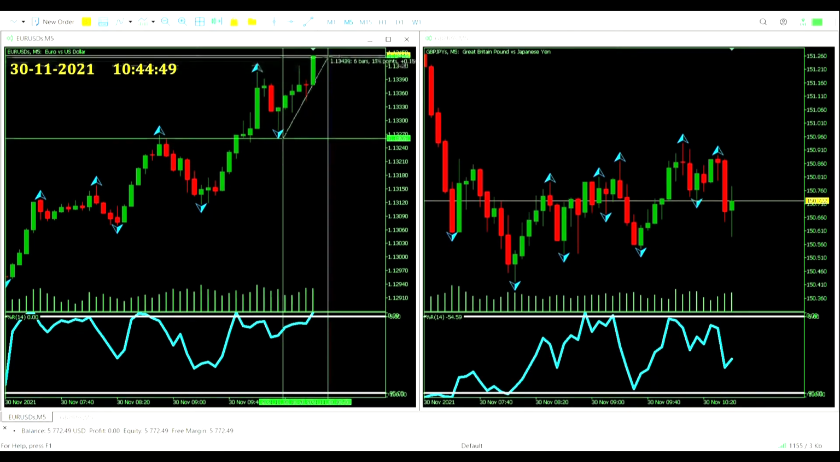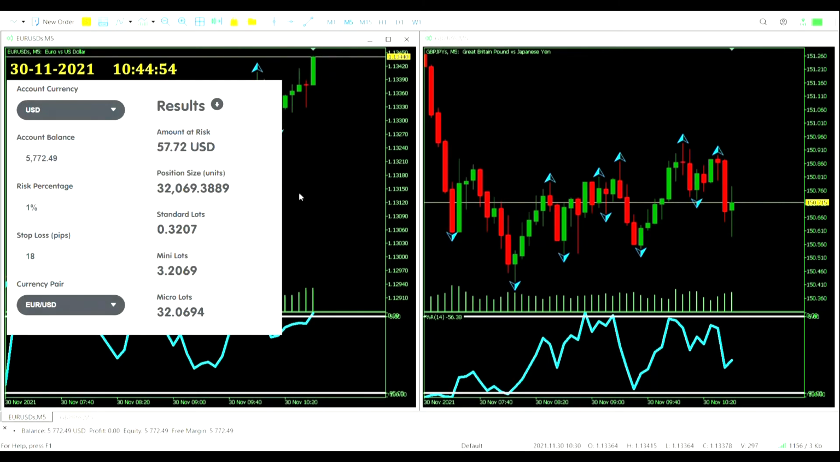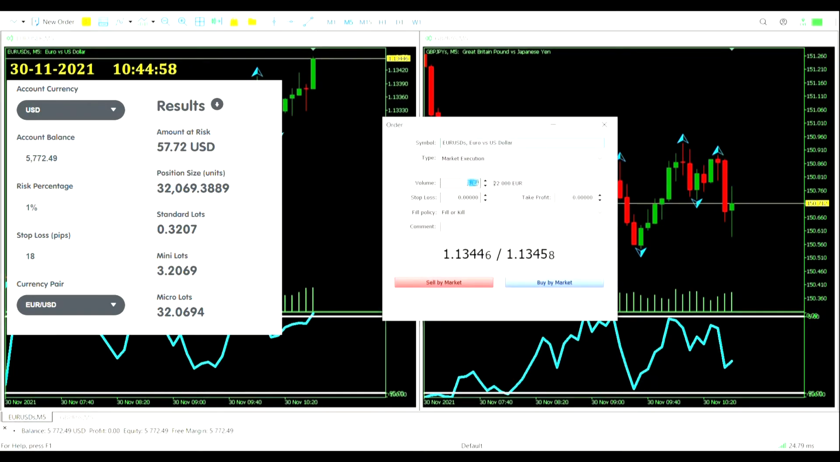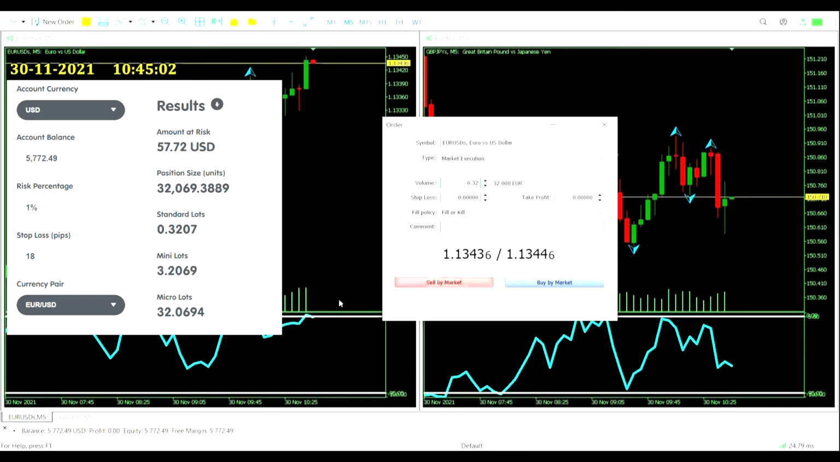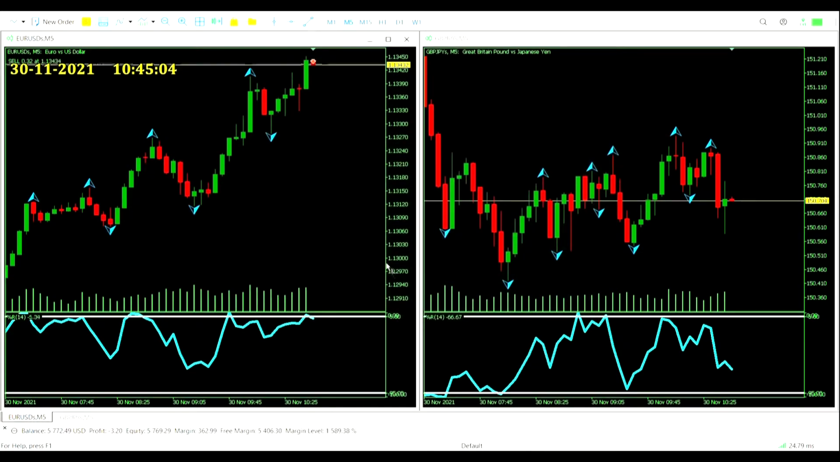It's measured from that previous bullish fractal down there. It's about 18 pips, we'll call that. So you can see our risk calculated for this Euro US dollar trade where we are going to be selling off the market after this big green candle, 0.32 standard lot. There we go. Confirmation happens and we sell.